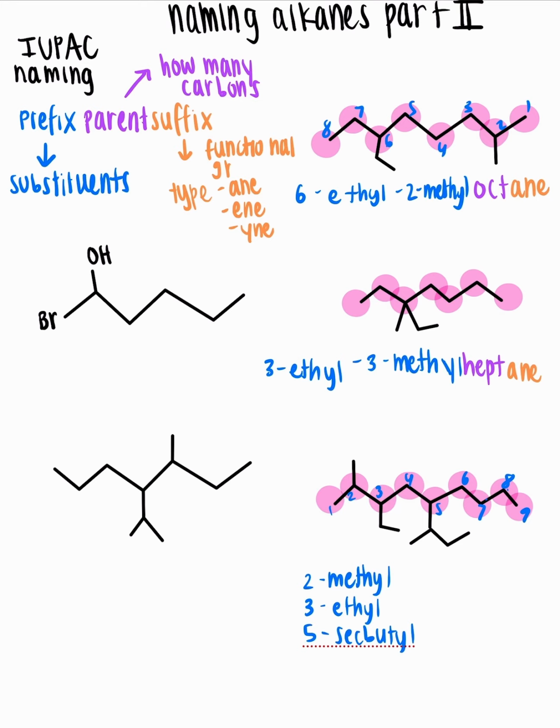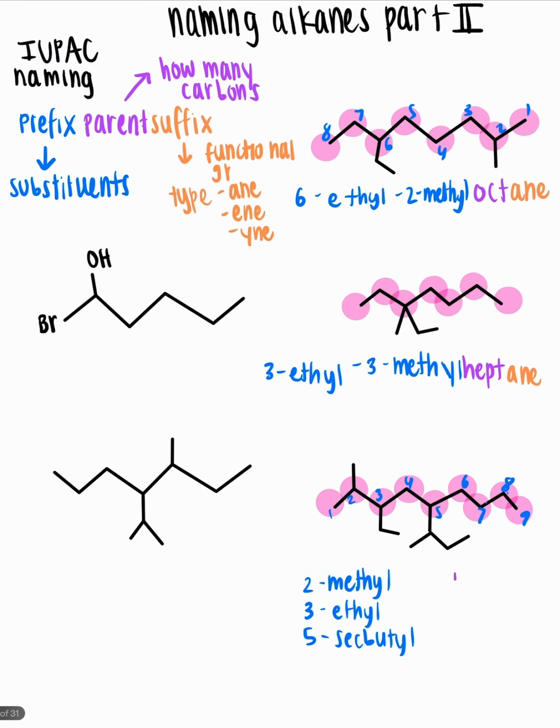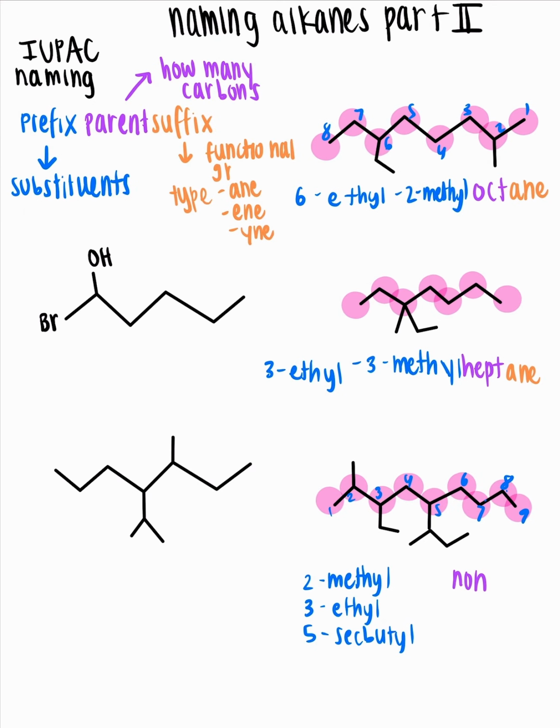And you have 9, so it's going to be non. And then again, it's going to be ane because it's an alkane. And now you have to put everything in order. But this is a trick question because it's not going to be ethyl first. And you're like, what? It's actually going to be butyl.